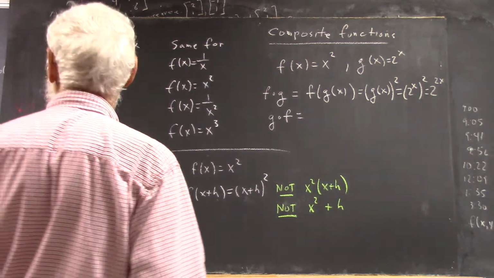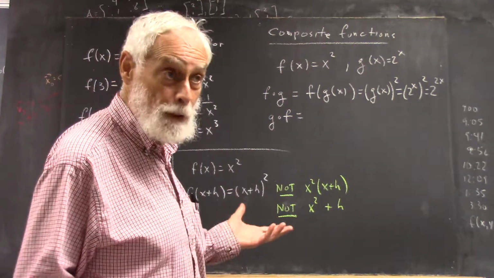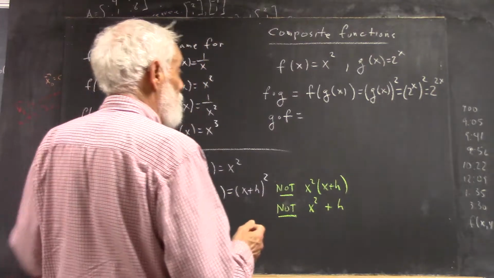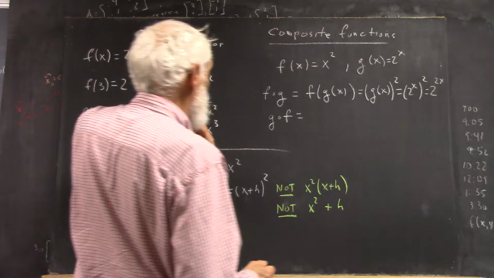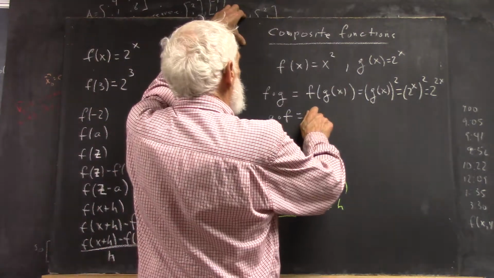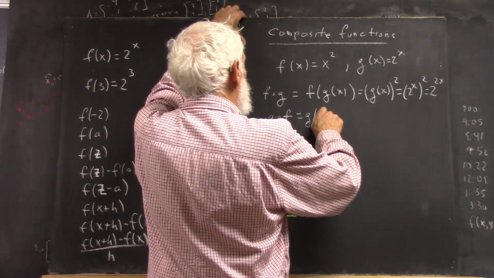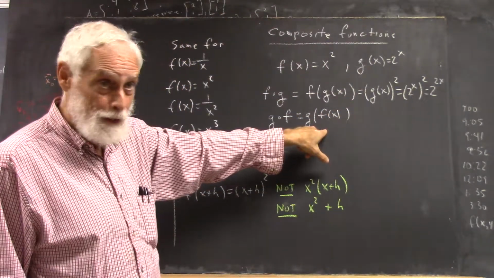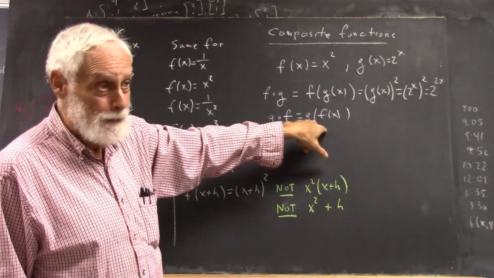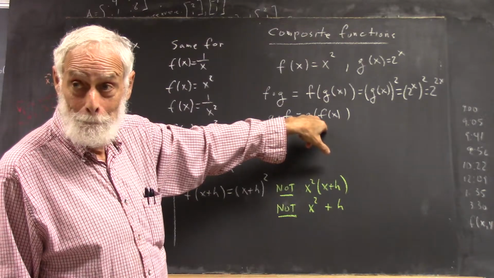G circle F means what? Well, G of X is 2 to the X, right? Well, first of all, you write out it means G of F of X, right? So this is the first step. Not everybody got this because it requires a little thought, and I didn't really tell you, okay?